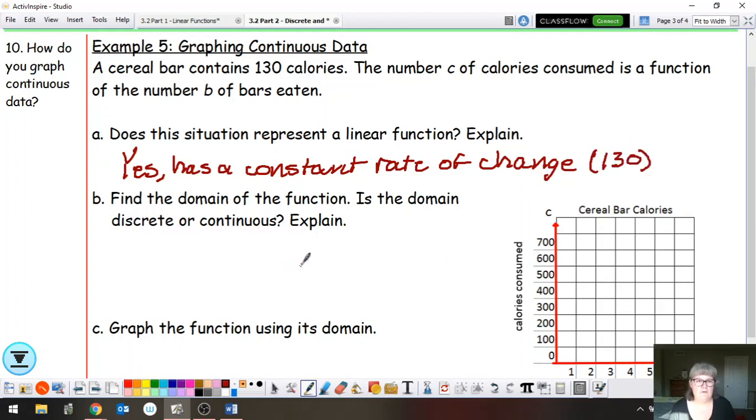Find the domain of the function. Is the domain discrete or continuous? Well, is it possible to eat just part of a cereal bar? Can you eat 2 1/4 cereal bars? Can you eat just 1/3 of a cereal bar? Do you have to eat an entire cereal bar? Because you don't have to eat the entire thing, this one would be continuous, because you can eat partial bars.